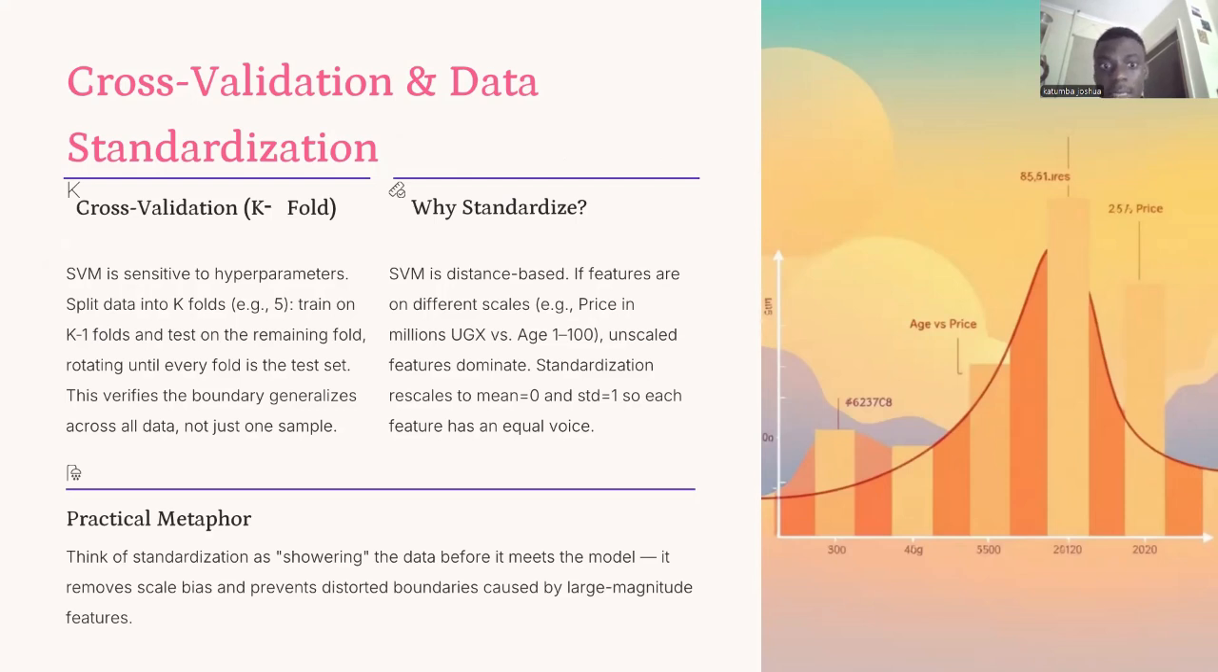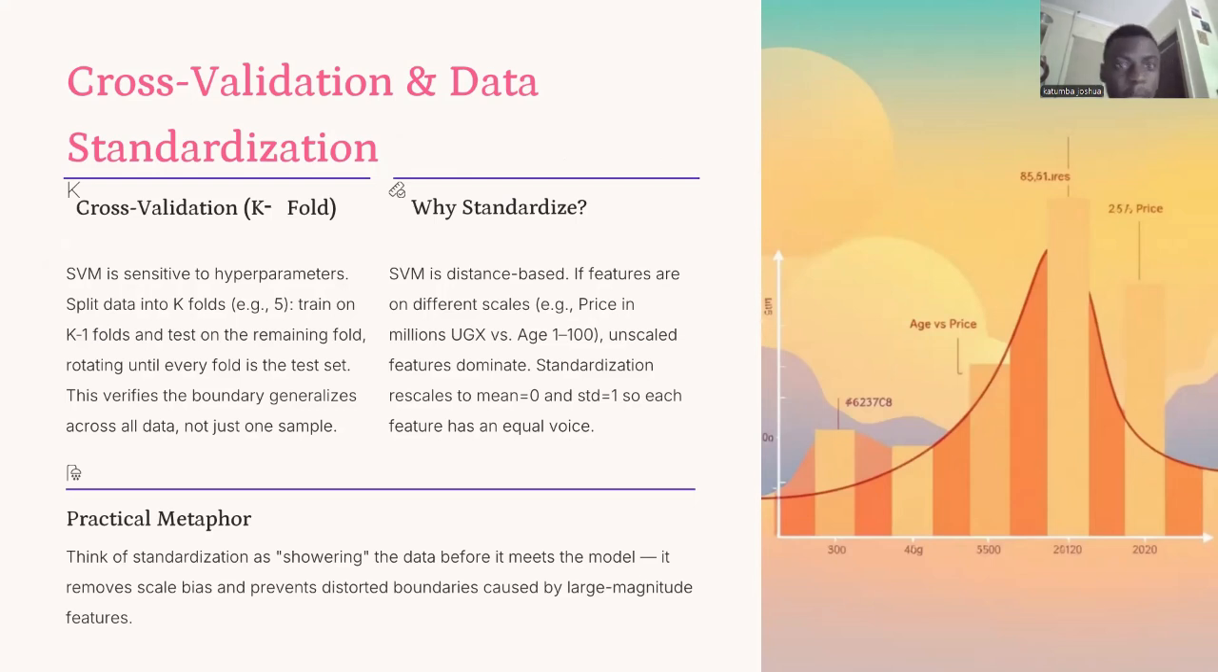So we also look at it here. SVM is distance-based. If features are on different scales, e.g. price in millions, or age from 1 to 100, unscaled features dominate. Therefore, standardization comes in.